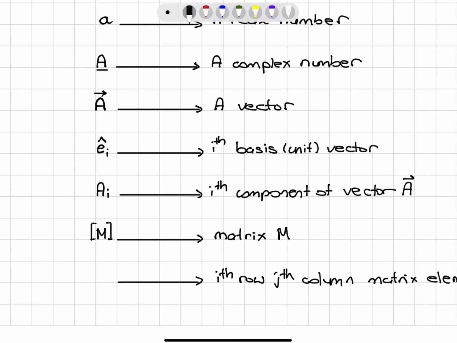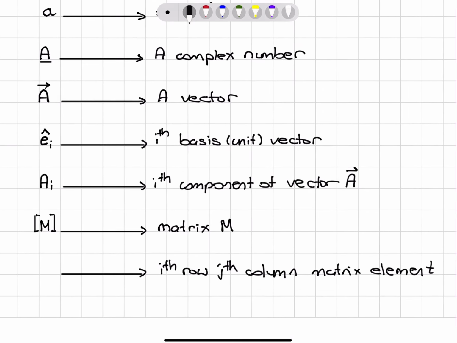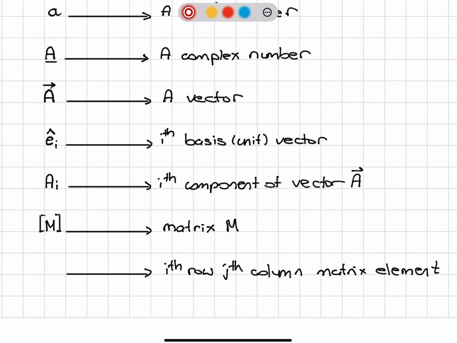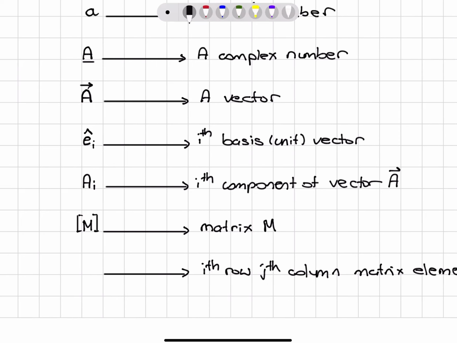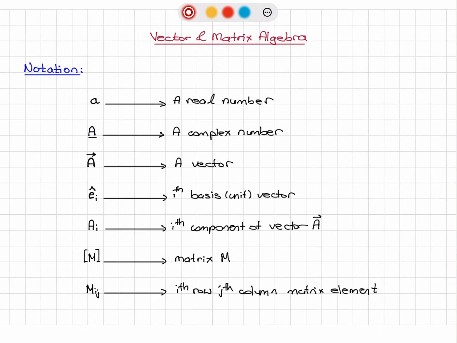All right. And if you want to refer to the elements of this matrix, the ith row and jth column matrix element, we're going to show it with M sub ij. So this means the first index is for the row, the second index is for the column. So this is ith row, jth column of matrix M. So this is corresponding to this matrix element.